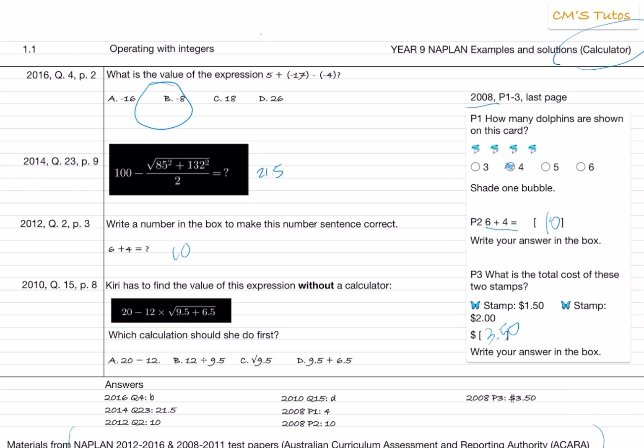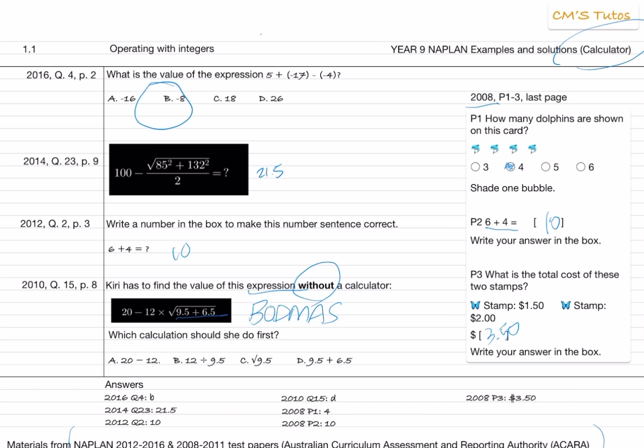So Kiri has to find the value of this expression without a calculator. So you see the "without". You don't have to use a calculator. Now, which calculation should she do first? Well, you can see the numbers: 20 minus 12 multiplies 9.5 6.5. So always follow this rule, BODMAS.